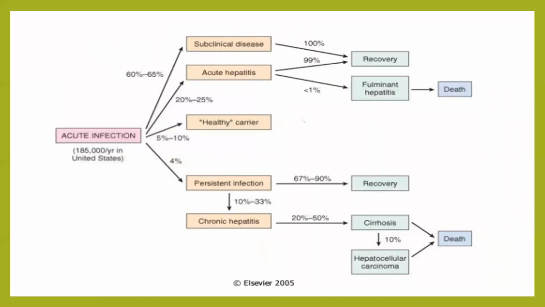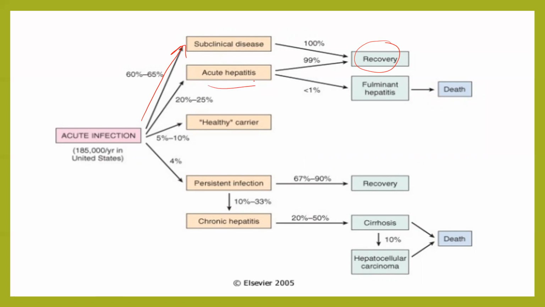So this slide is mainly just an overview of how the majority of acute infections go. Majority of the acute infections usually enter the subclinical disease, which is basically you're having the virus inside of you, but you don't show any clinical symptoms. And the majority of people recover just fine. But in some cases, it can go into acute hepatitis.